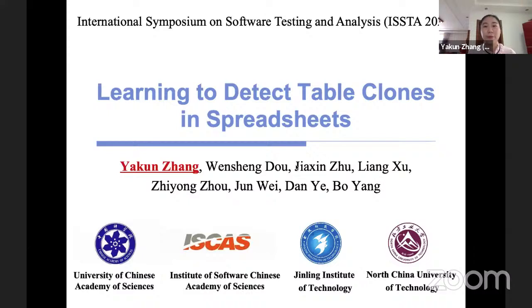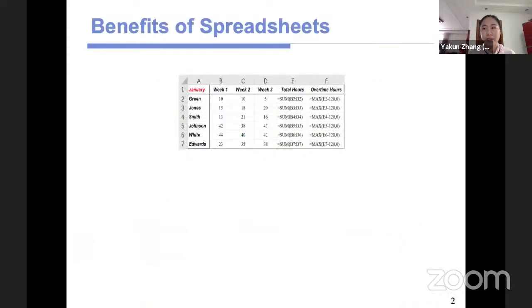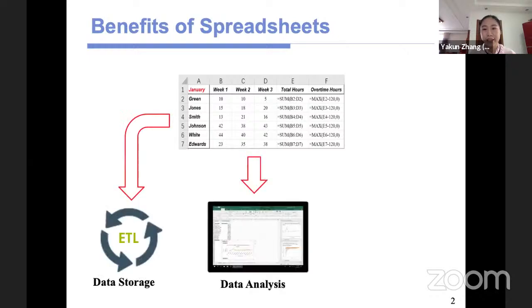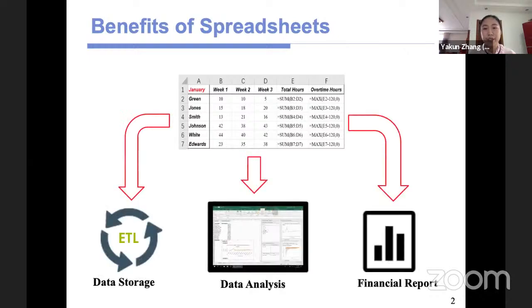Hello, everyone. I'm Yakun Zhang from the University of Chinese Academy of Sciences. It's my honor to be here and talk about our work, Learning to Detect Table Clones in Spreadsheets. Spreadsheet systems are one of the most successful end-user programming platforms and have been widely used in a variety of business tasks, including data storage, data analysis, financial reports, and so on.